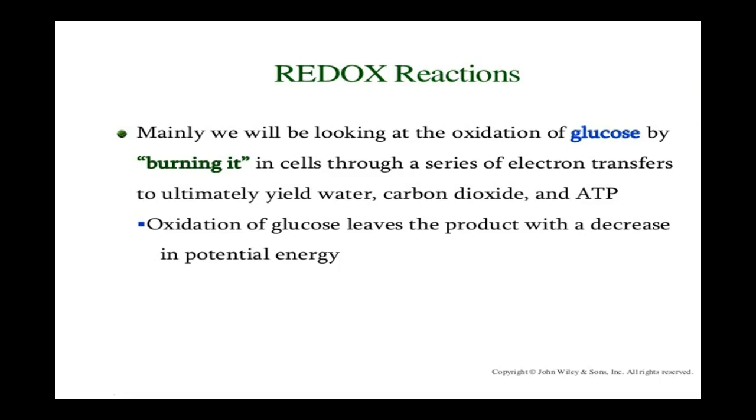You're burning it through a series of electron transfers, those redox reactions, leading to water, carbon dioxide, and ATP. That tends to be one of the things you want to remember. The end products of glucose metabolism are water, carbon dioxide, and ATP. Oxidation of glucose leaves, and I'm glad I corrected myself before, a decrease of potential energy. So oxidation leads to a decrease in potential energy. And we'll start this up on the next one.